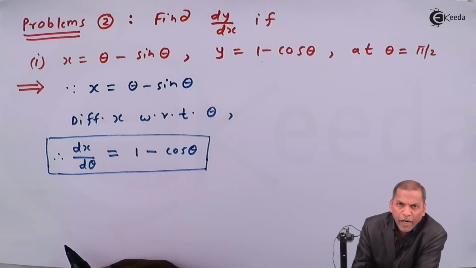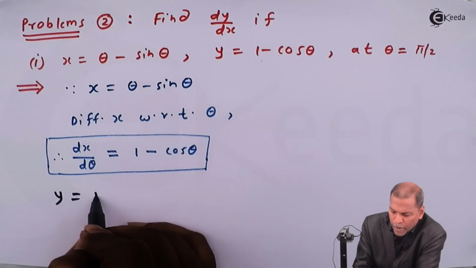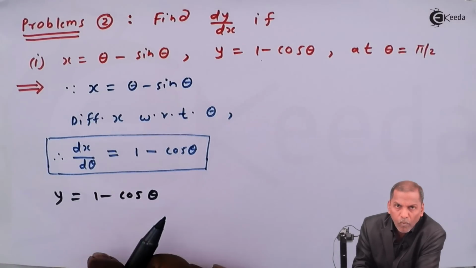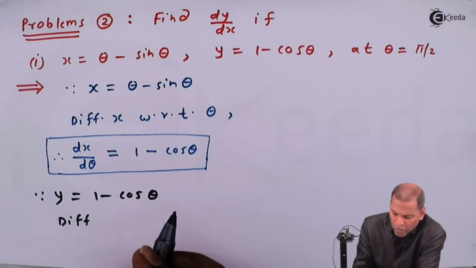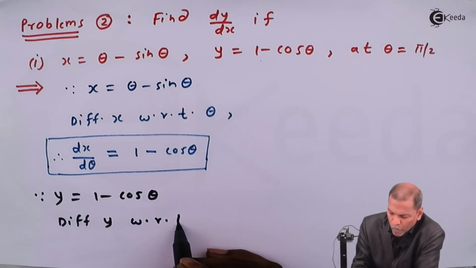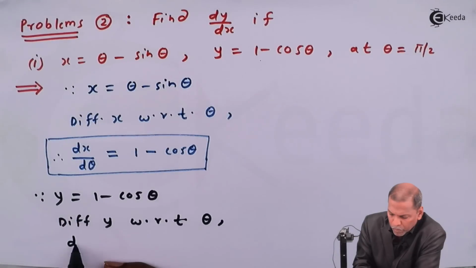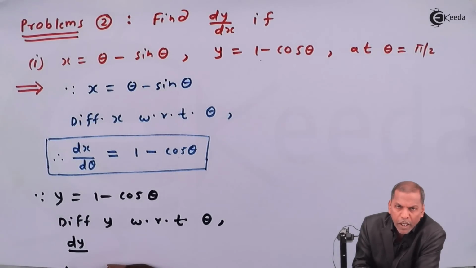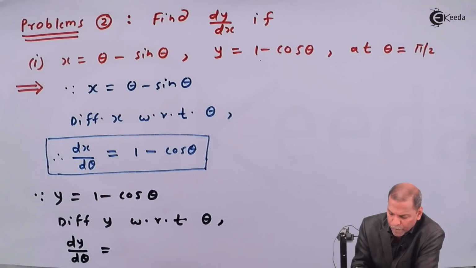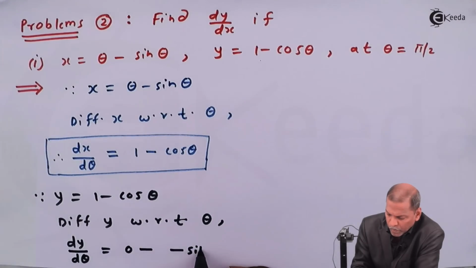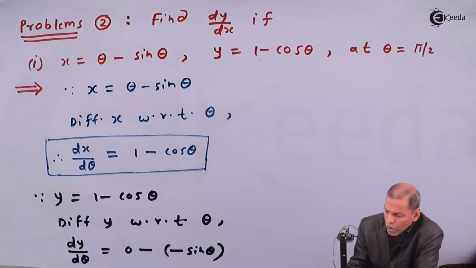Then we start with the second function, that is y equal to 1 minus cos theta. Now differentiate y with respect to theta, we get dy upon d theta is equal to the derivative of 1, which is 0, minus the derivative of cos theta, which is minus sine theta. So it means dy upon d theta is equal to sine theta only.